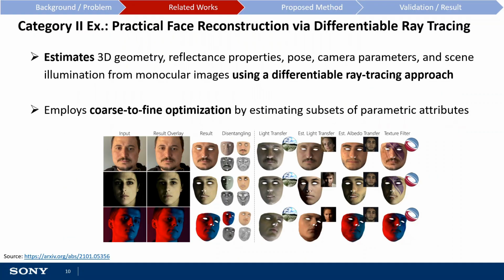Paper titled Practical Face Reconstruction via Differentiable Ray Tracing is one such method that estimates 3D geometry, reflectance properties, including diffuse, specular, and roughness, pose camera parameters, and scene illumination from monocular images using a differentiable ray tracing approach. It employs a coarse to fine optimization process, systematically estimating subsets of parametric attributes to achieve consistent and semantically meaningful face reconstructions under unconstrained illumination, as well as self-shadowing conditions.